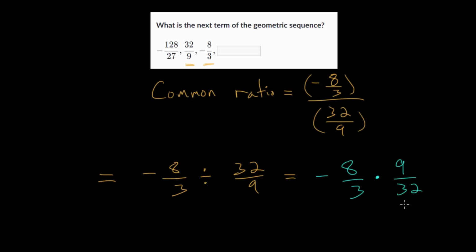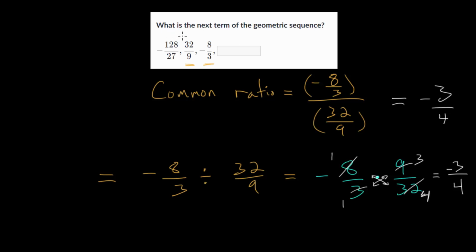so 9 over 32. And we could just multiply straight across, but let's make a few simplifications by looking diagonally across. Since 3 and 9, those are each divisible by 3, so we'll divide them each by 3. And looking diagonally the other way, 8 and 32, those are each divisible by 8. So we'll divide them each by 8. And now that we have simpler numbers, it's much easier to multiply these, and we will get a fully simplified answer. So we have -1 times 3, which is -3, and we have 1 times 4, which is 4. So our common ratio here is -3/4.